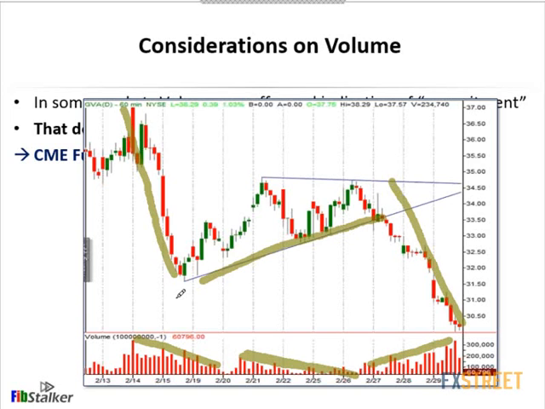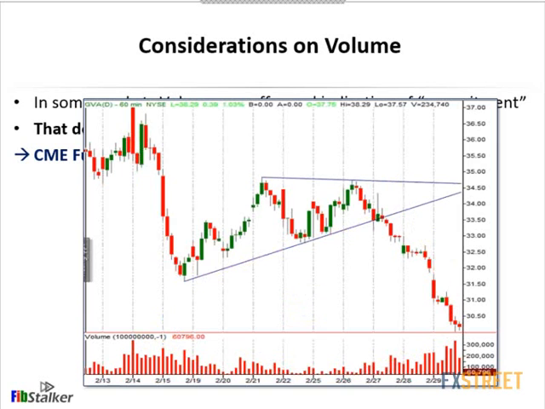So this is a typical behavior of volume. There is consistent volume in the first move. There is then a reducing volume during the consolidation. Then the volume picks up again in the continuation. Okay, so that's very, very typical.